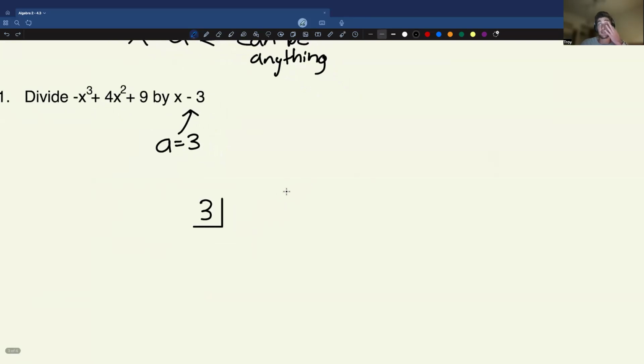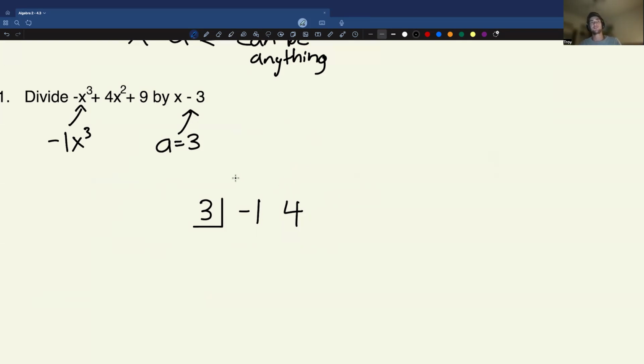Now what we do is, to the right of this box, we write all the coefficients. So the coefficient here, well, this is negative 1x cubed. It's the same thing as that. So the coefficient is negative 1. We're writing them left to right. So negative 1. The next coefficient is 4.